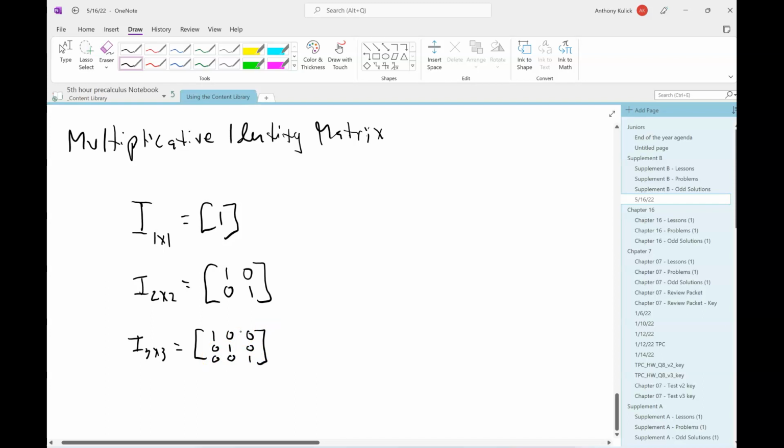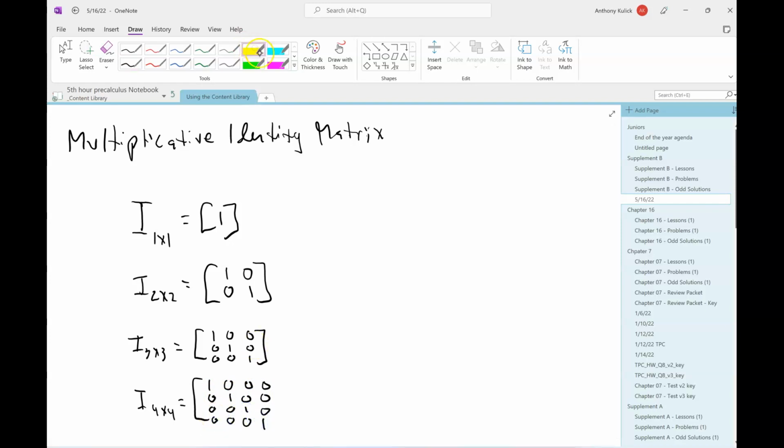Anybody detected the pattern yet? So the pattern here is that we have 1s down the main diagonal and 0s everywhere else. So 1s there, and then 0s everywhere else.